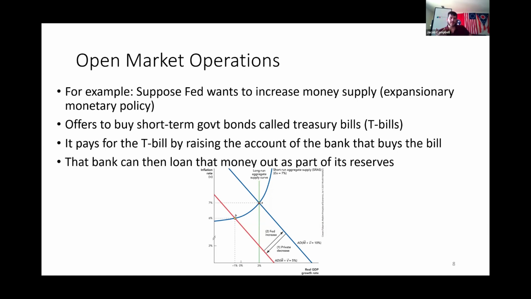Then the bank, having sold them the bond, having exchanged the bond for cash, is going to use that cash. And now they can start loaning that money out as part of its reserves. Well, there's more cash to loan. The supply of loanable funds has gone up. The interest rates go down. And hence borrowing goes up. The money supply increases as more loans are made.